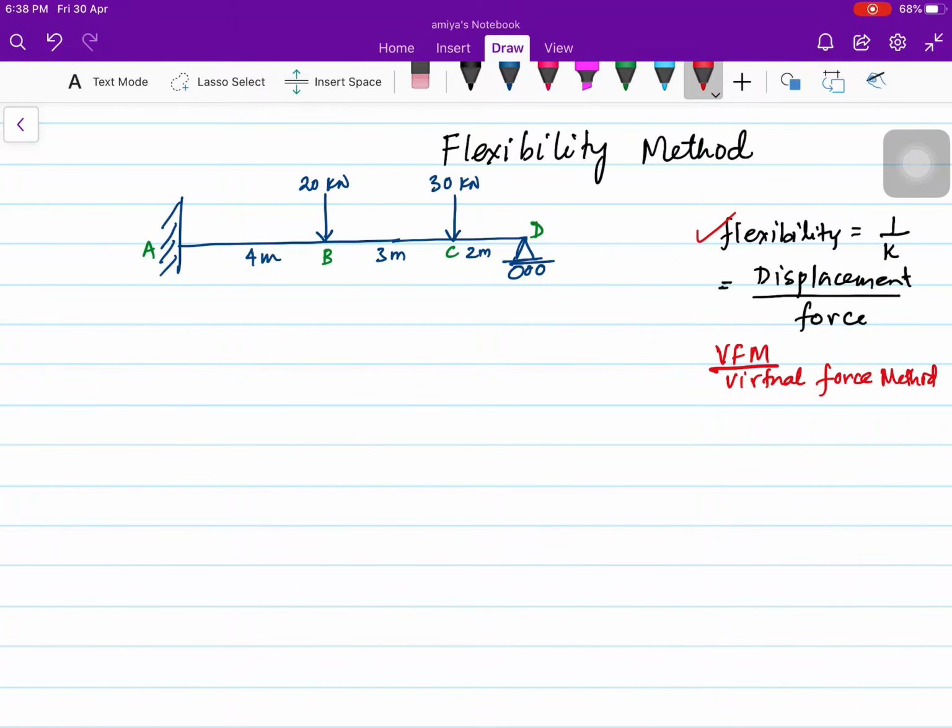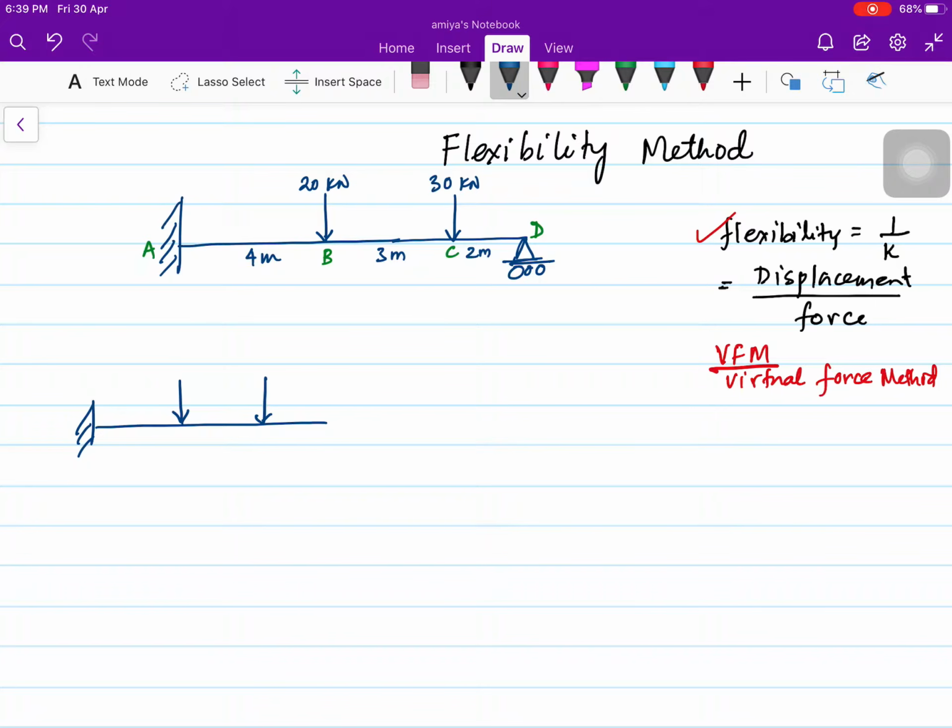So if you look at the virtual force method, that can only be applied to a determinate structure. And if you look at this propped cantilever beam, this is an indeterminate structure. So in order to apply the virtual force method, we are going to divide this into a primary structure, just having the loads and removing the support at D. So I removed the support at D. Now this structure is a determinate structure, and I can analyze this using the virtual force method.